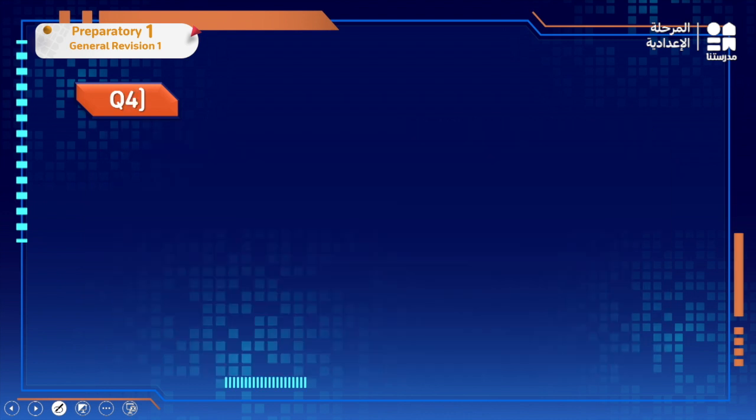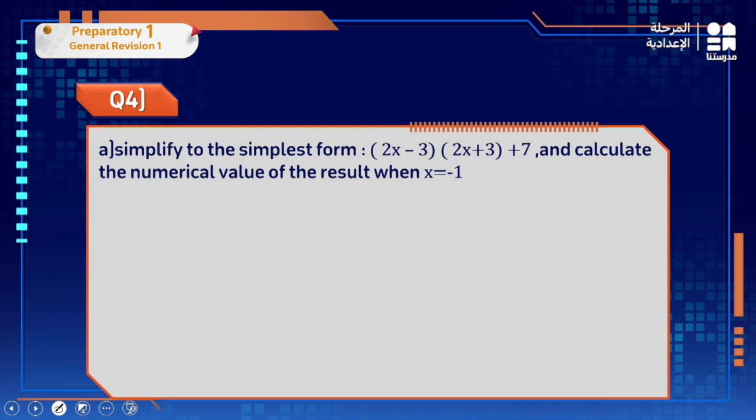Then, in question 4, here we have A. Simplify to the simplest form 2x minus 3 times 2x plus 3 plus 7, and calculate the numerical value of the result when x equals -1.